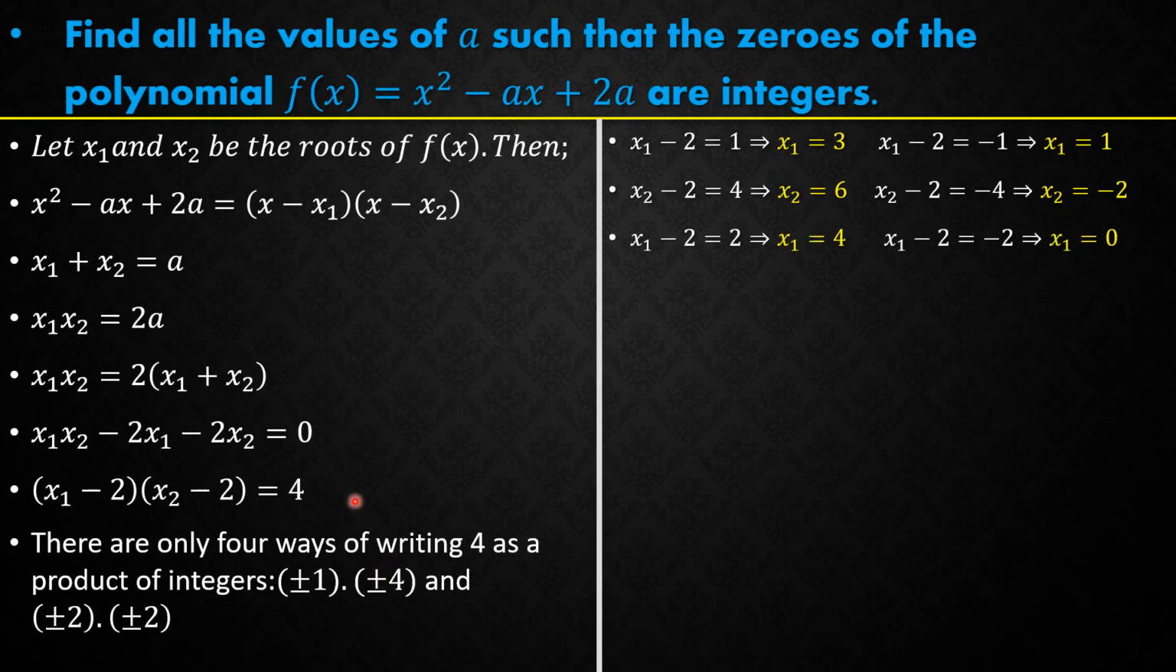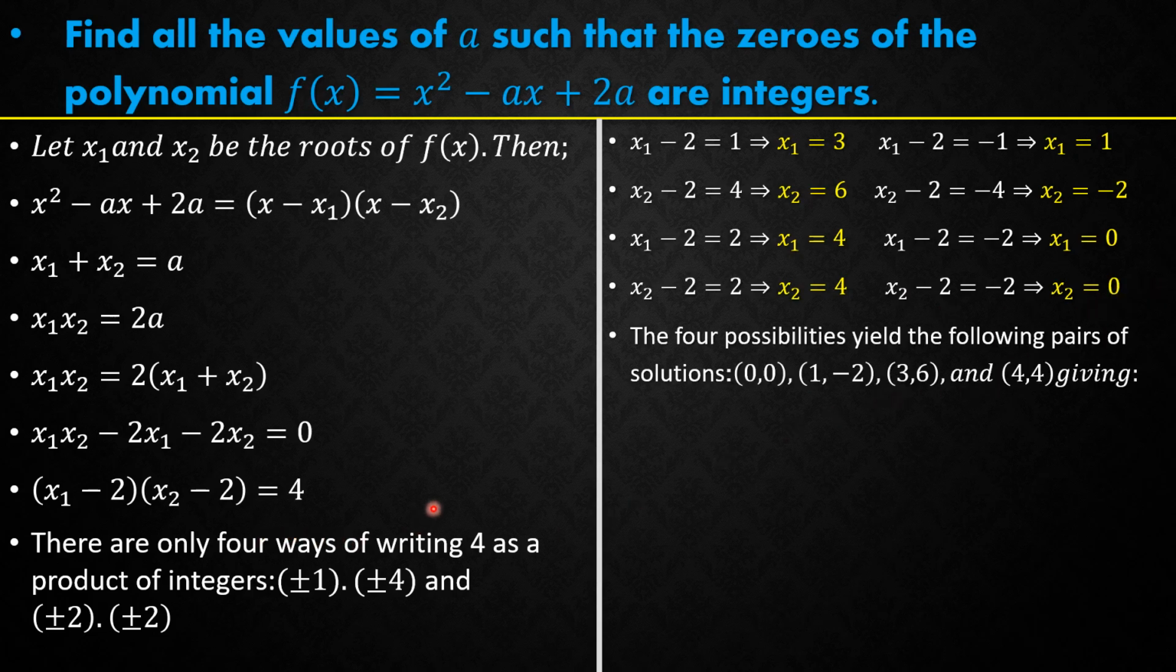So we can go on and then form the other pair with this guy. So we have this x1 minus 2 must be positive 2 here, which gives us x1 to be 4, or x1 minus 2 be negative 2, which makes our x1 to be 0. Basically do the same thing with x2 minus 2 and then plus 2 and negative 2, and then we have the result like that. Now what you notice is that the 4 possibilities use the following pairs of solutions, right? 0, 0, 1, negative 2.